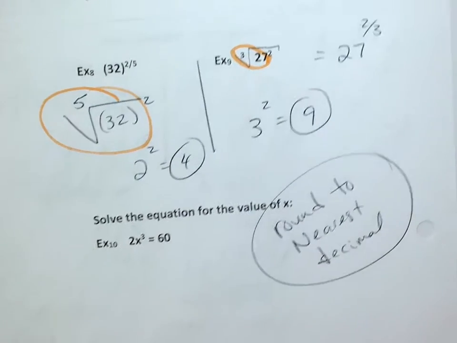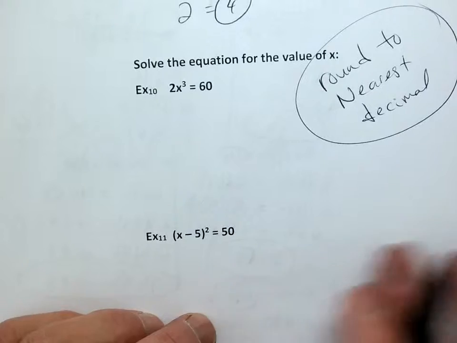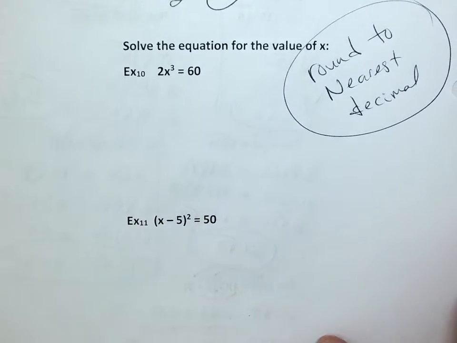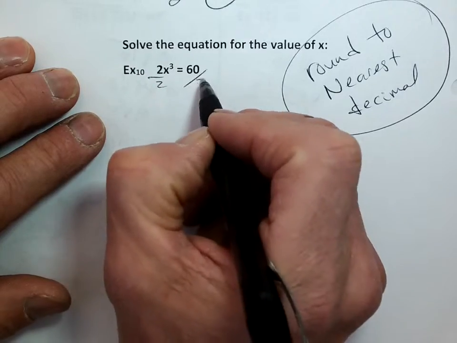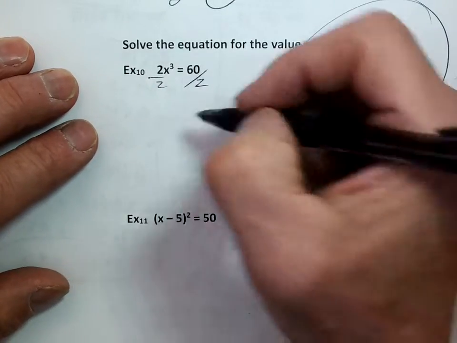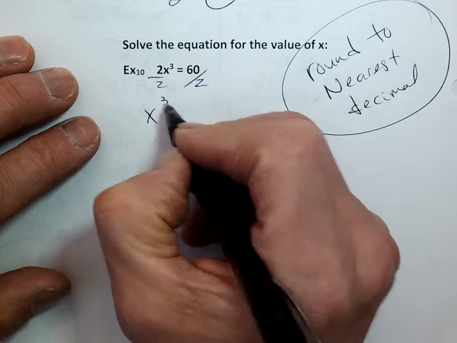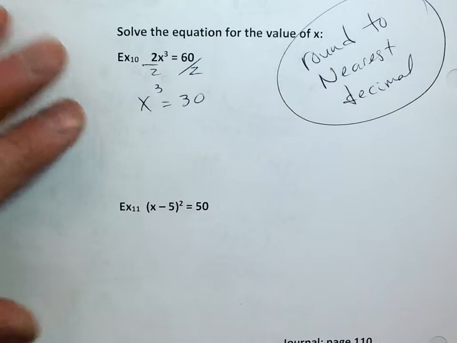What's the first step I should do in this problem? Say it. Divide by 2. Thank you. Everybody agree? Divide by 2. Right? Cancel out that 2. X cubed equals 30. And now what?